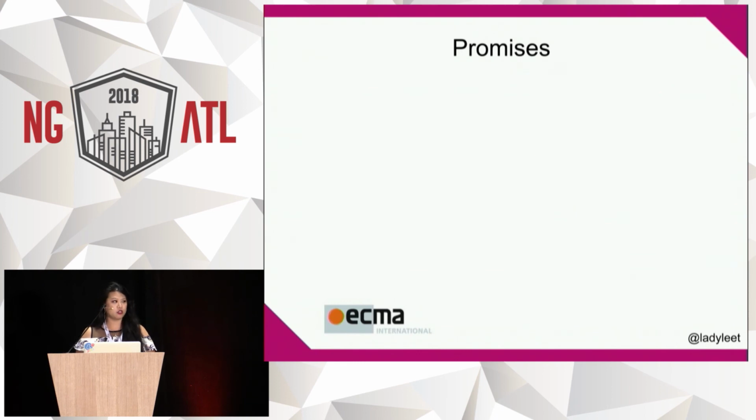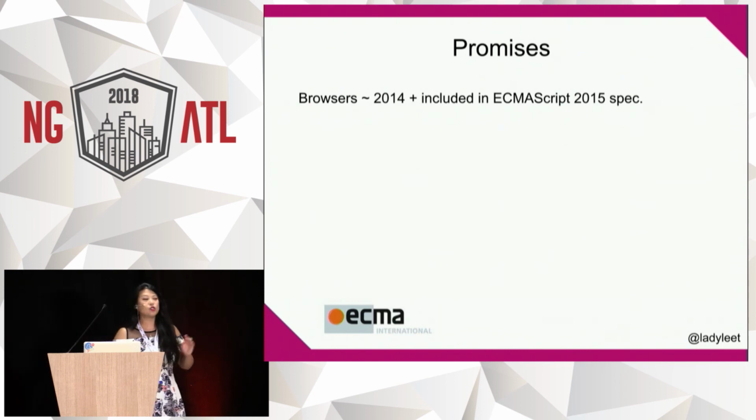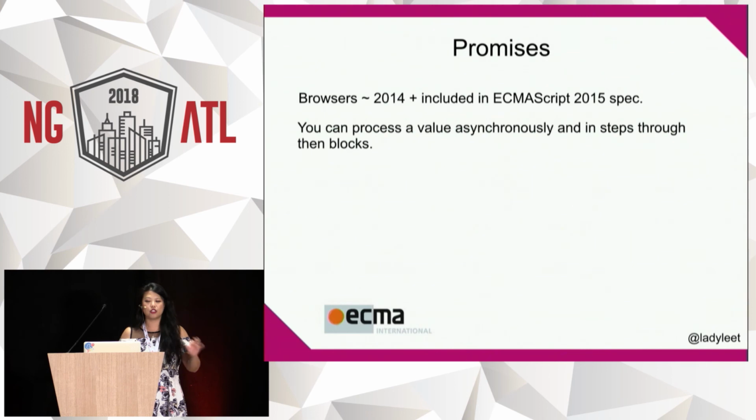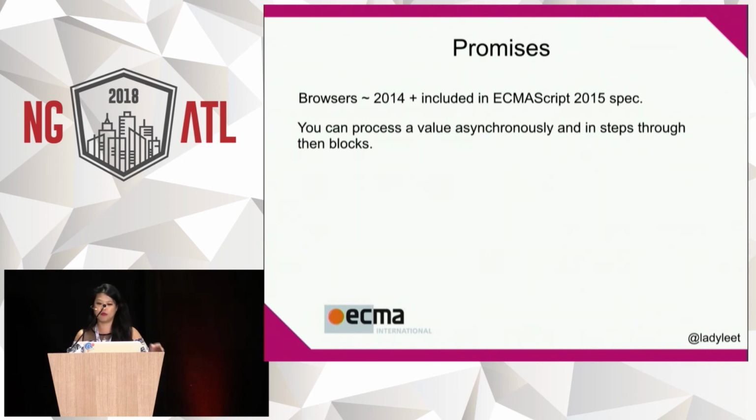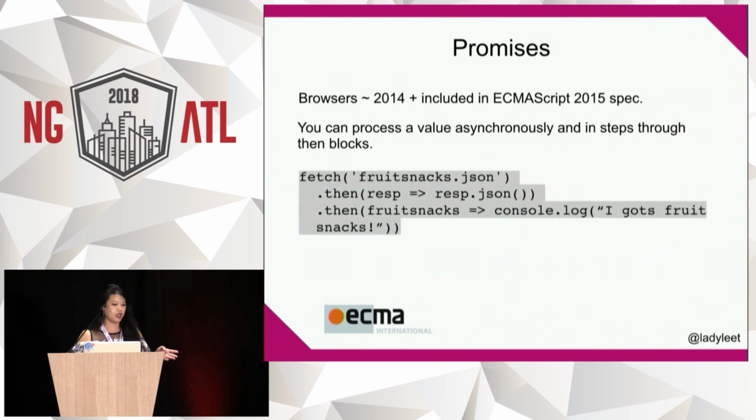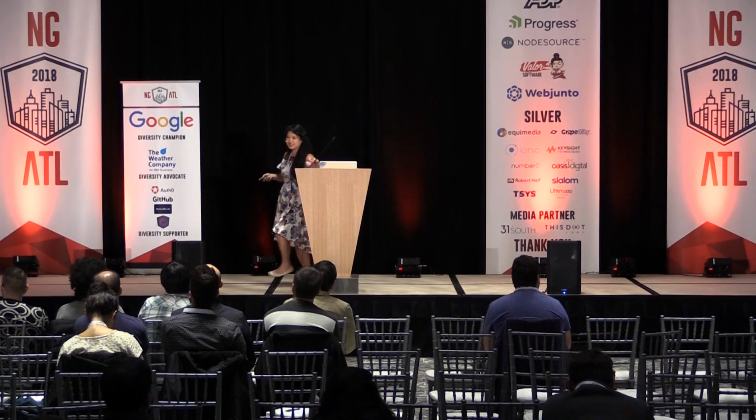So promises were introduced around 2014 to browsers and then included in the ES 2015 spec. How many of y'all thought promises were reactive? No hands. One hand, two hands. All right, well, anyways. It's reactive programming because what it allows you to do is process a value asynchronously and in steps through then blocks. So if you just look at the fetch API here, I'm fetching a fruitsnack.json file, and then I'm chaining together promises, and then I'm basically mapping it to a JavaScript object. And then once that's done, I'm console logging, I got fruit snacks!